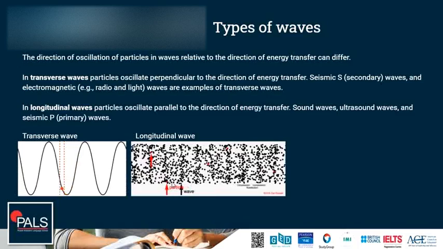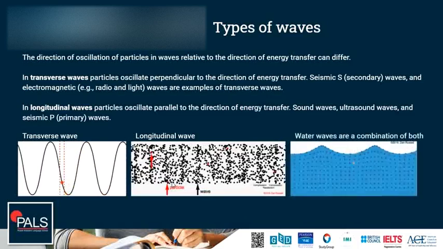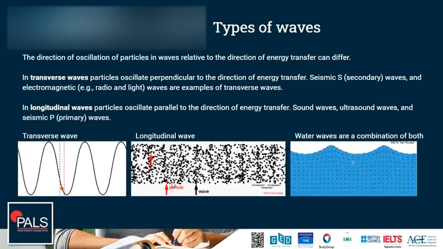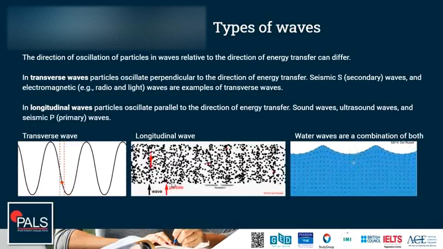Now let's get back to the water waves. The water waves are a combination of both longitudinal and transverse waves, and that results in a circular motion of the particles in the water wave, where the circular motion is greatest at the surface and decreases with increasing depth.